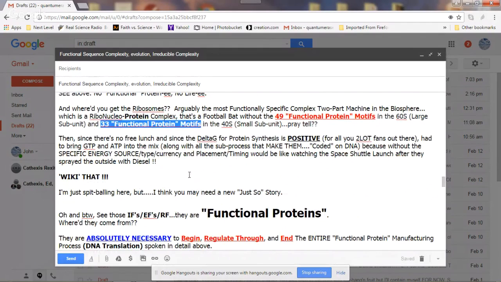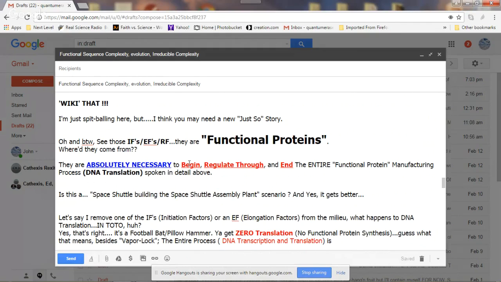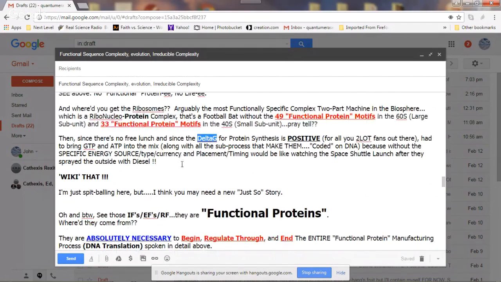Then, since there's no free lunch, and since the delta G for protein synthesis is positive, for all you second law of thermodynamics fans out there, had to bring GTP and ATP into the mix, along with all the sub-processes that make them, coded on DNA, because without the specific energy source, type, currency, and placement and timing, would be like watching the space shuttle launch after they sprayed the outside with diesel. And by the way, this delta G, that's not a disco band from the 70s, just in case you were wondering. Wiki that. I'm just spitballing here, but I think you may need a new Just So story.